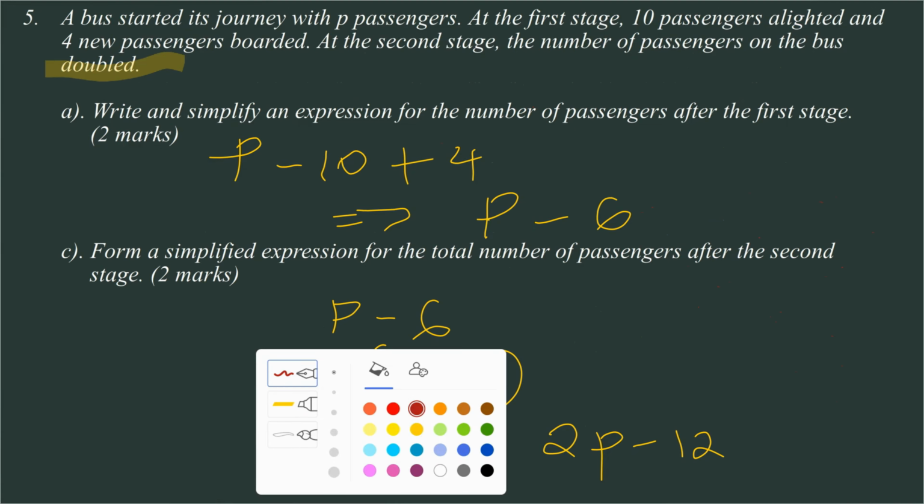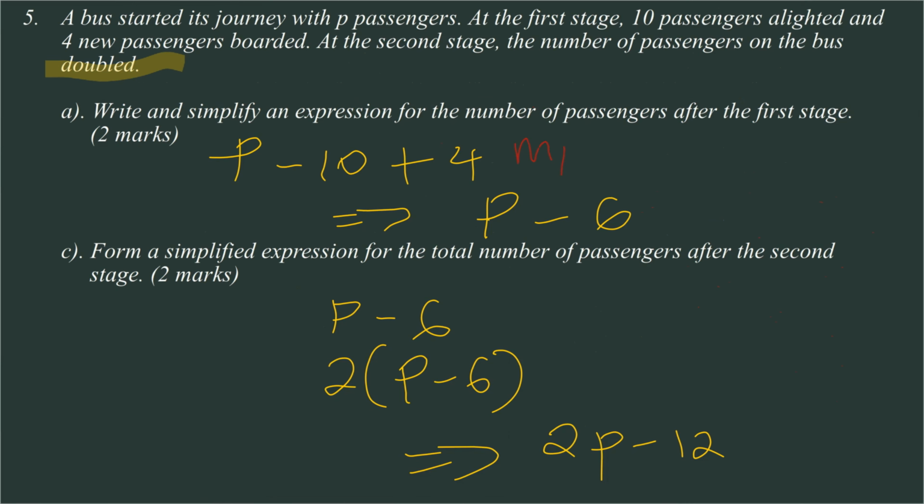So how are we going to distribute our marks? This is one mark for forming the expression, and this is an answer for simplification. Here we'll have 1 mark for doubling, and an answer for the simplified expression. This was just for expression, and this was the simplified expression. So 1, 2, 3, 4, you'll have your 4 marks here.